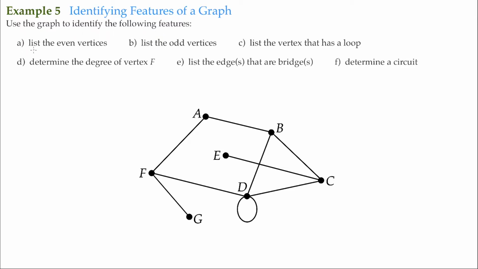For A, it says list the even vertices. If we go to vertex A, what makes a vertex even or odd is the number of edges that emanate from it. We have 2 edges that spring from this vertex. Since there are 2 edges, this is an even vertex.